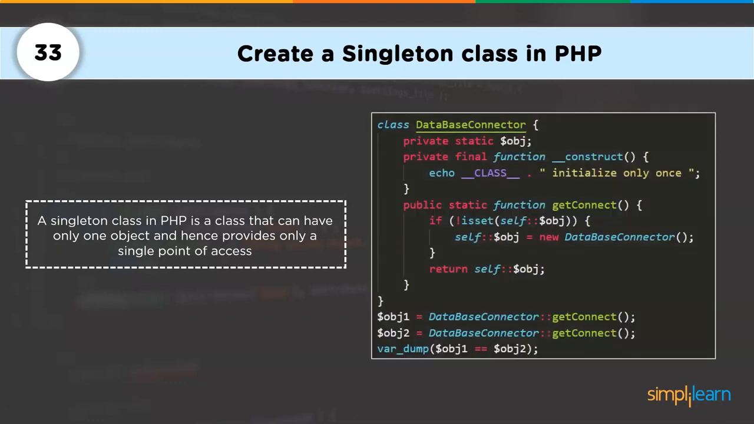So this piece of code, as you can notice, is used to create a singleton class. Now, to create a singleton class, you need to have the constructor function private. Now here, as you can see, a singleton class is created using this private construct, and it then checks if there's only one instance created, and if it is, it functions properly and displays initialize only once.